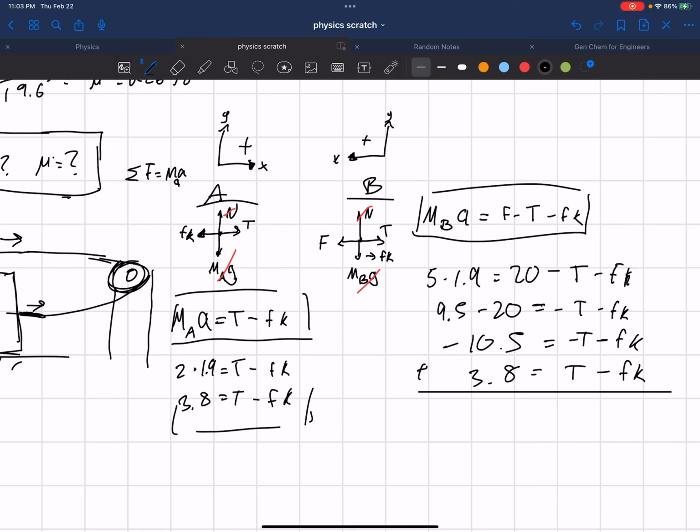So we have 10.5. We're going to add that with 3.8. And guess what we're going to get? We're going to get negative 6.7. And that's going to equal to, so these guys are going to cancel. They're going to cancel. This is working, finally. Oh my gosh, I'm so excited.